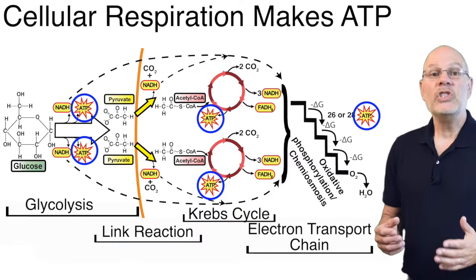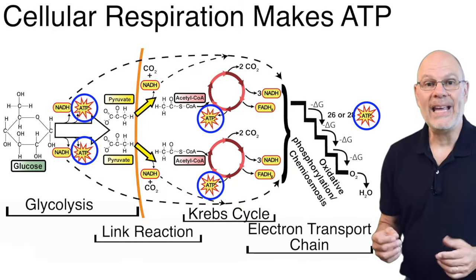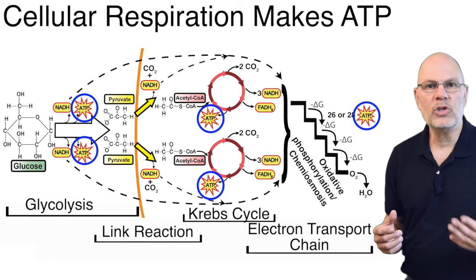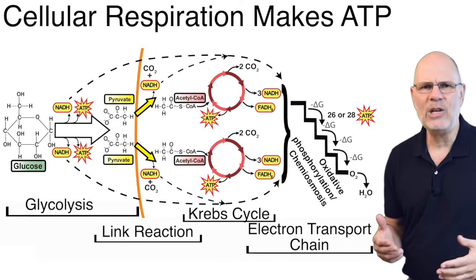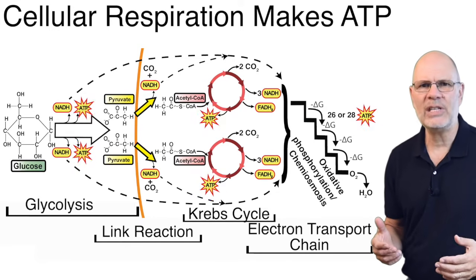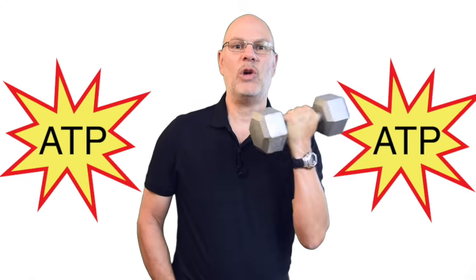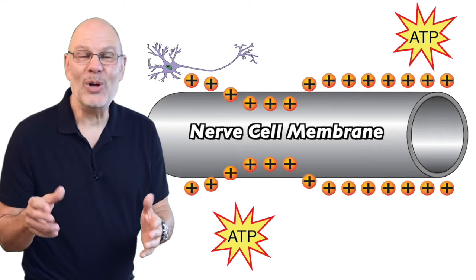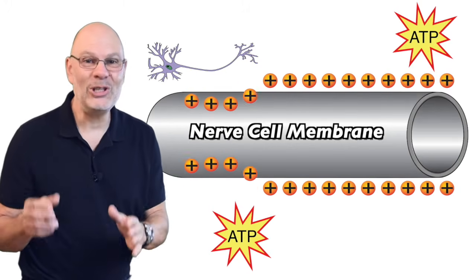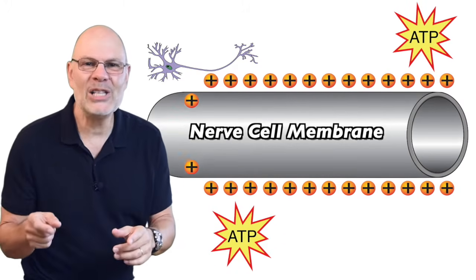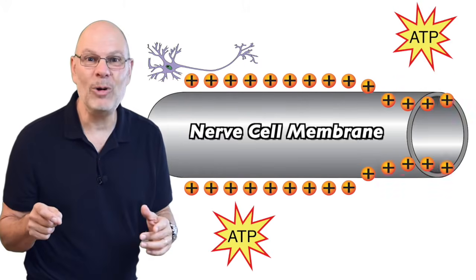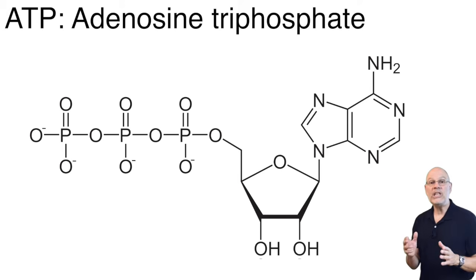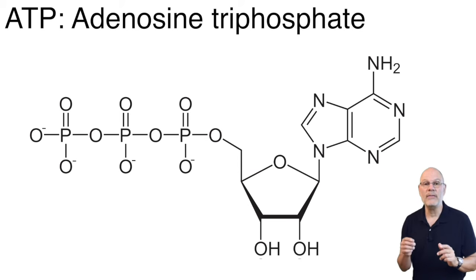Let's go. Cellular respiration's function is to make ATP. That's the molecule that your cells use to grow, divide, repair themselves, maintain homeostasis, and so on. Muscle contractions are directly powered by ATP. The nerve impulses that occur when you think about biology or anything else are made possible by ion pumps that were powered by ATP. ATP stands for adenosine triphosphate.